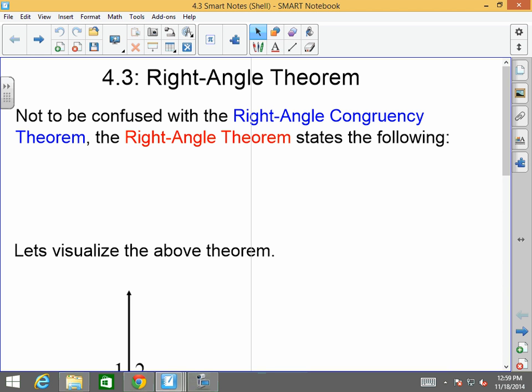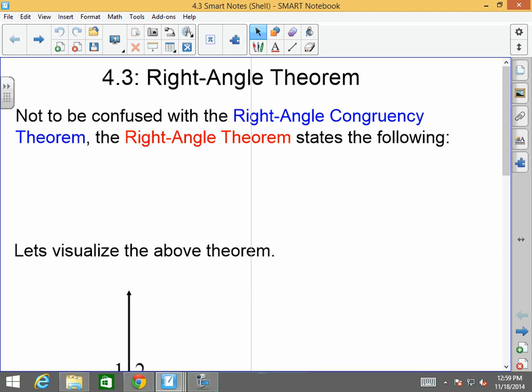Welcome back to Mr. Morrow's Honors Geometry class. Today we're going to be talking about the right angle theorem. Now, I want to make something clear right from the get-go. This is not to be confused with the right angle congruency theorem. The right angle congruency theorem states that if two angles are right angles, then they are congruent.